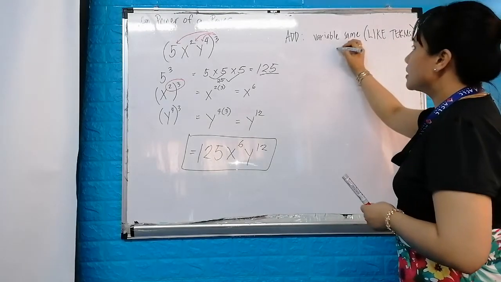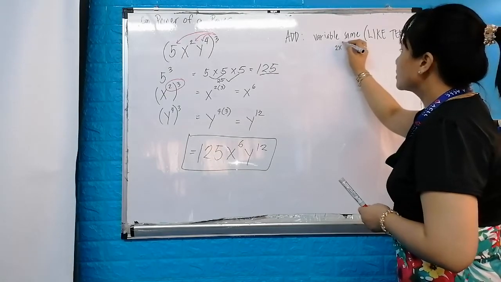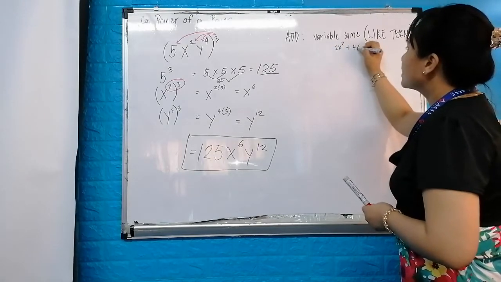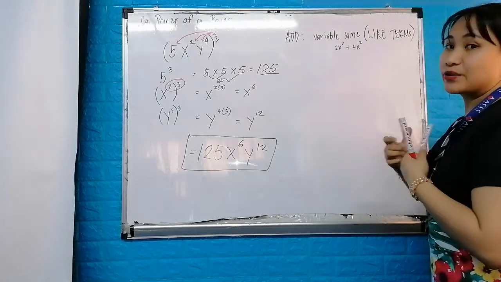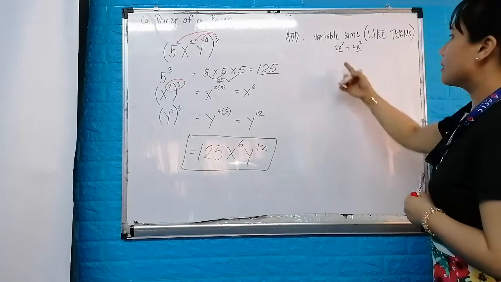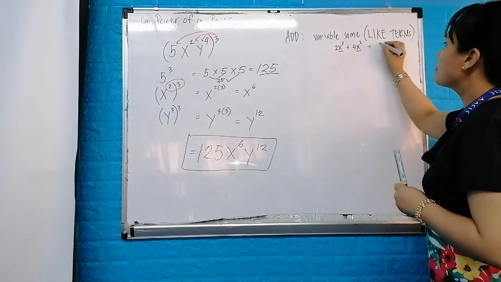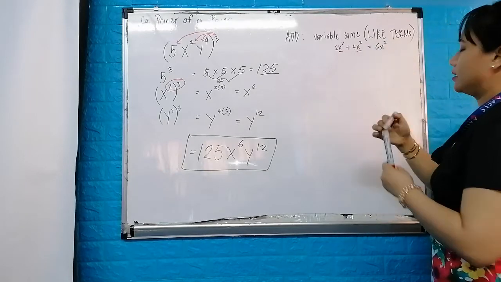Okay, so let's just say 2x squared plus 4x squared. So in this case, you can perform the addition. Why? Because your variables are the same. x squared and x squared are the same. So you can now perform 6x squared.